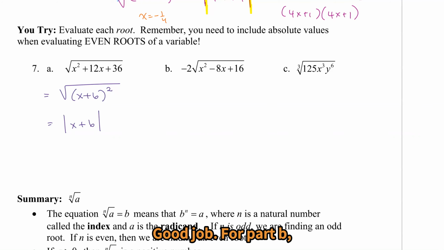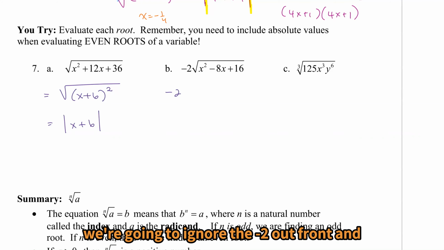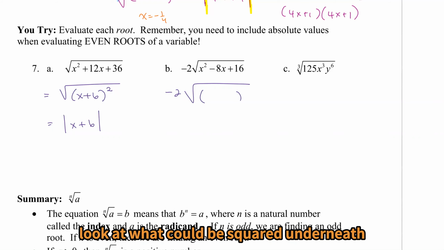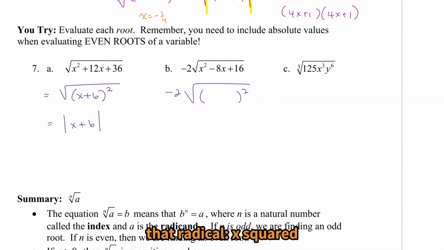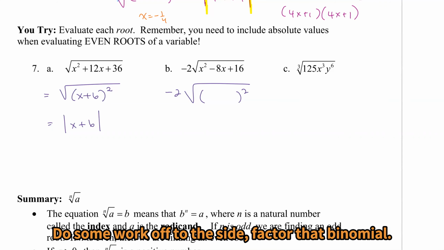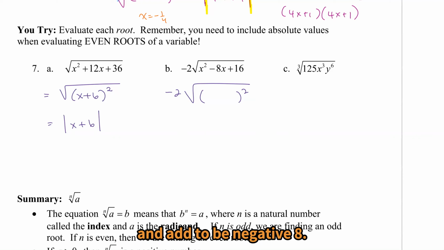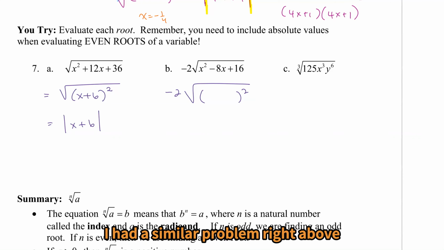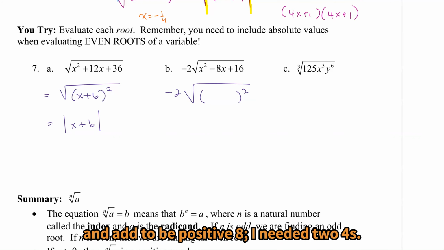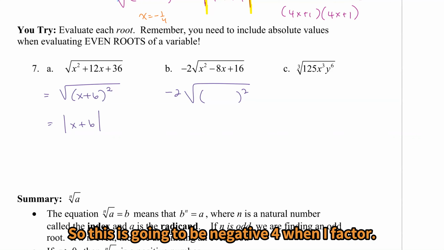Good job. For part B, we're going to ignore the -2 out front and look at what could be squared underneath that radical, x squared minus 8x plus 16. Do some work off to the side, factor that binomial. We need two numbers that multiply to be 16 and add to be -8. I had a similar problem right above. It was multiply to be positive 16 and add to be positive 8. I needed two 4s. So this is going to be -4 when I factor.